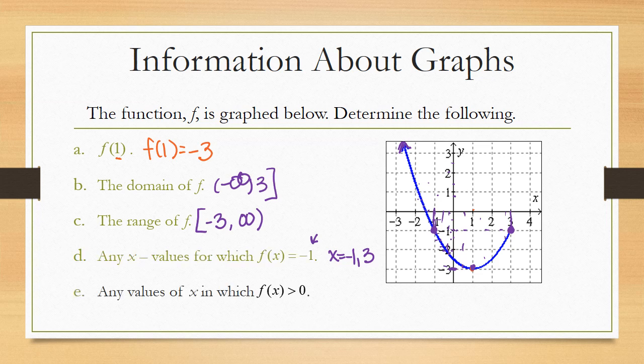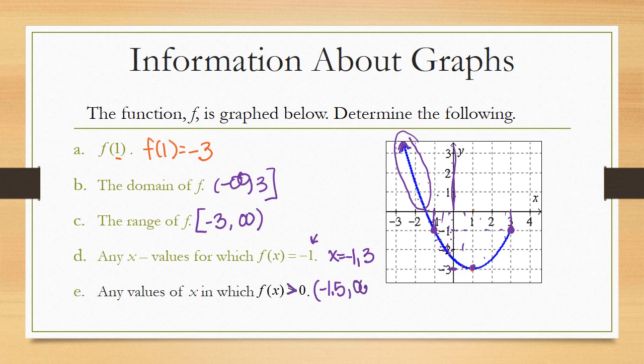Find any values of x in which f of x is larger than 0. So that means where the y values are bigger than 0. Well, the y values are bigger than 0 here, so that's going to be this portion of the graph. So that happens at about -1.5. And I'm not going to include that because at -1.5 you're at 0, and this is asking for values that are strictly greater than 0.